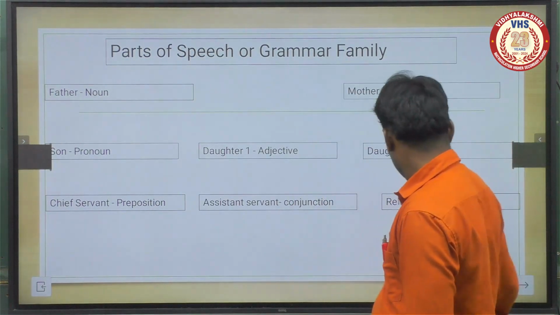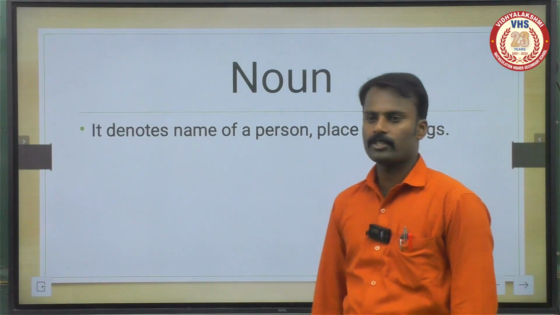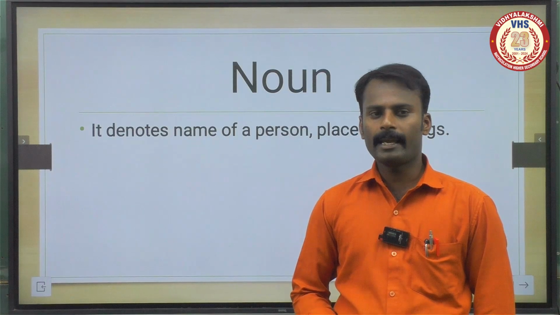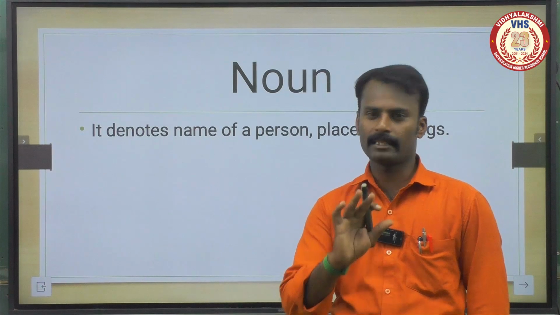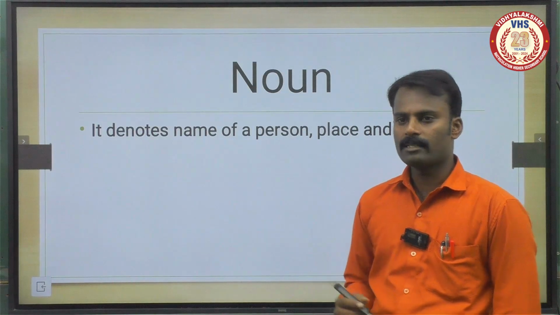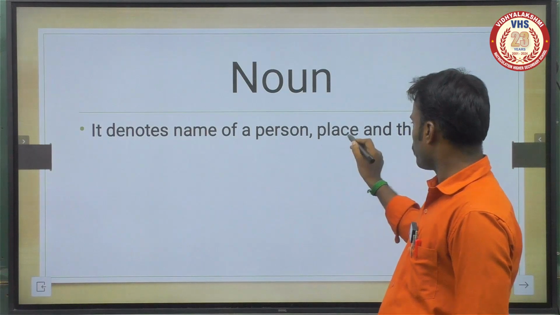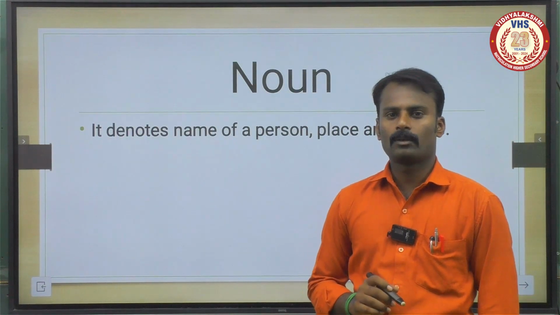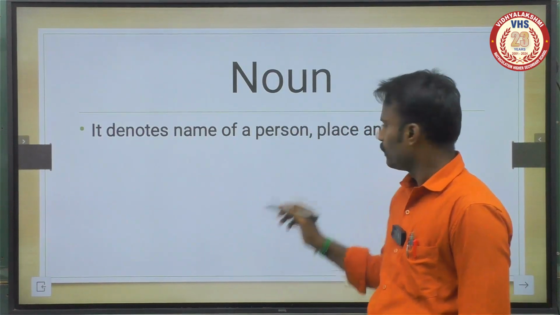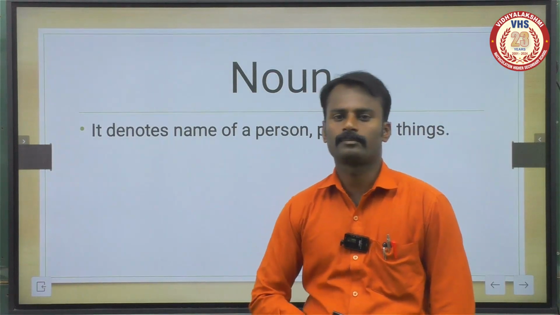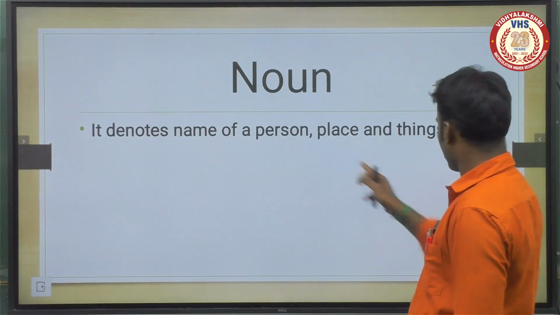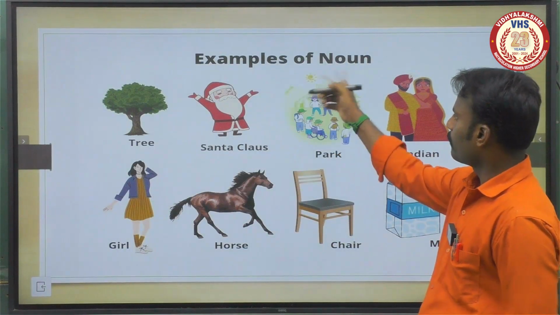Okay, see, first, what is noun? See the definition. A noun denotes a name of a person, place and things. I told you in the yesterday class, noun indicates the name of a person, place and things. It may be a name of a person, name of a place and name of a thing. That is called noun. Let's see examples of noun.